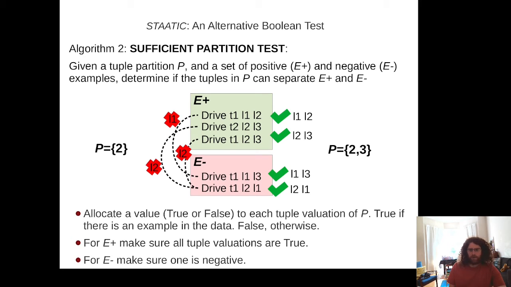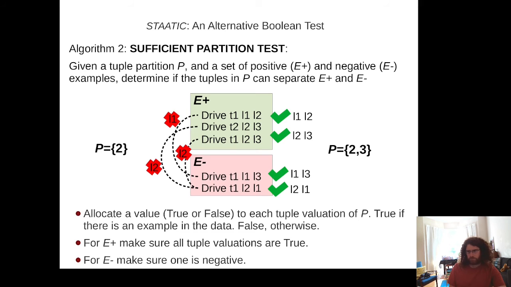So we're going to allocate a value to each of the tuple evaluations of P. For example, L1, L2, right? True if there is an example in the data. So it needs to be true because the data shows there is a true example, then we say it's true, and it's false otherwise, right? And then we check that that is consistent for all of the examples.